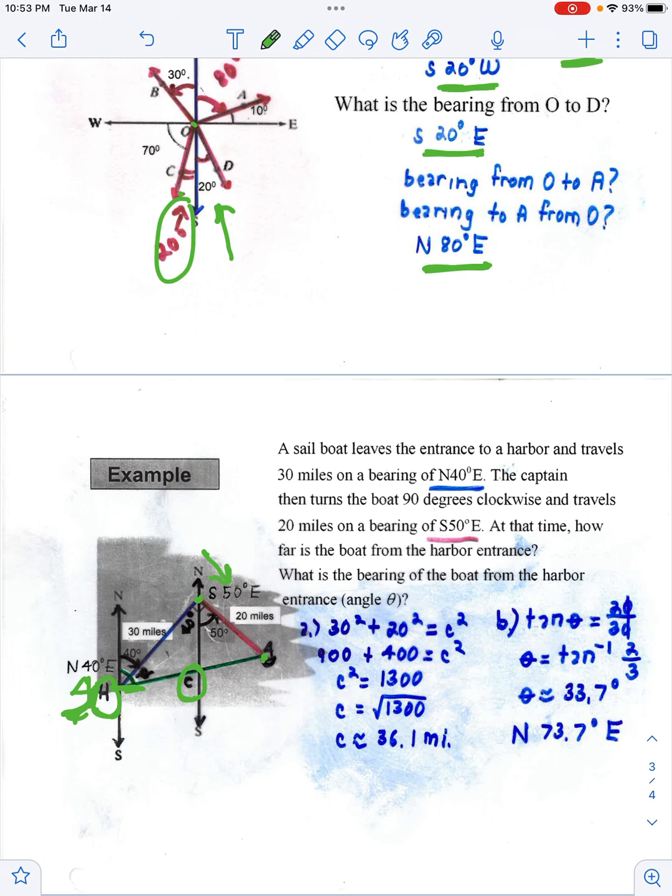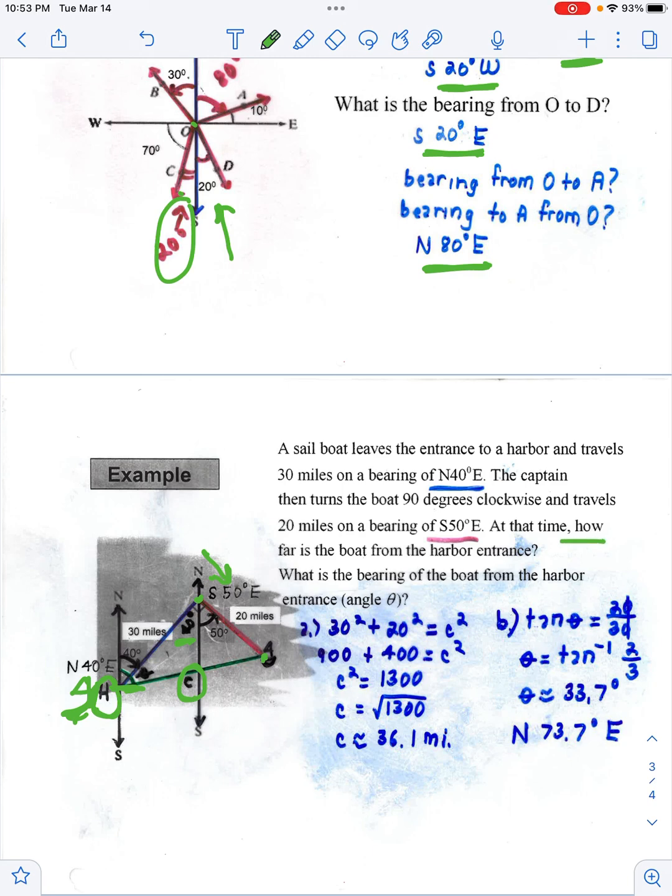Now notice I have two north-south lines because they gave me the bearing of my boat in red as south 50 degrees east. So when I drew that north-south line, that 50-degree angle is right here, formed with the red segment and the north-south line. Now that's useful for knowing that the other part of that right angle is 40 degrees, which may or may not necessarily come into play when you're solving the problem. So now it says, what is the bearing of the boat from the harbor entrance?